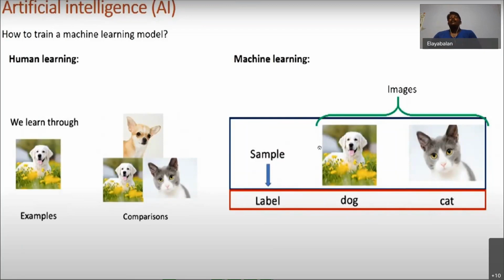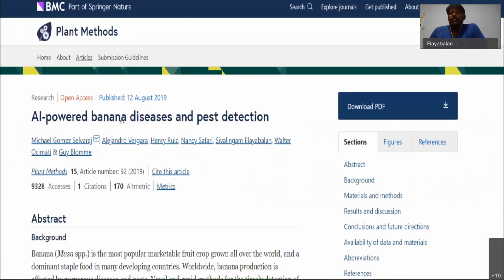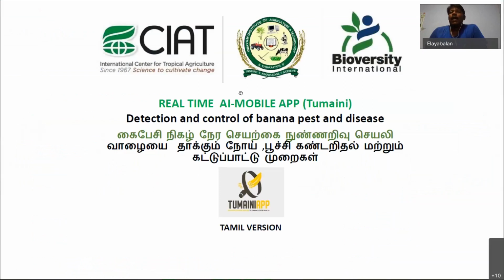How did we train with the help of banana? This is something we published very recently, in August, five months back, in Plant Methods: AI-powered banana plant disease and pest detection. This is a real-time app. Do you know the difference between an app and a real-time app? An app gives information, but a real-time app, built on artificial intelligence technology, will give the answer immediately.